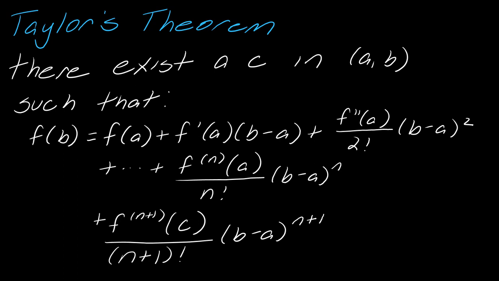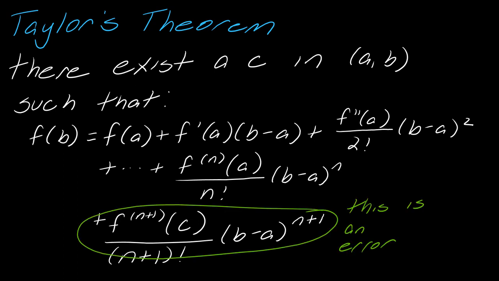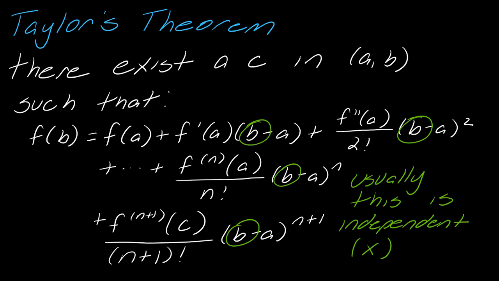So this is kind of an interesting thing. What is this last thing? This is an error term, and that's what we're going to be exploring today. Something that makes Taylor's theorem a little weird is that we have all these b's in here, and usually this is an independent x. So Taylor's theorem kind of opens the door for us to use Taylor's formula. I'm going to show you that next.